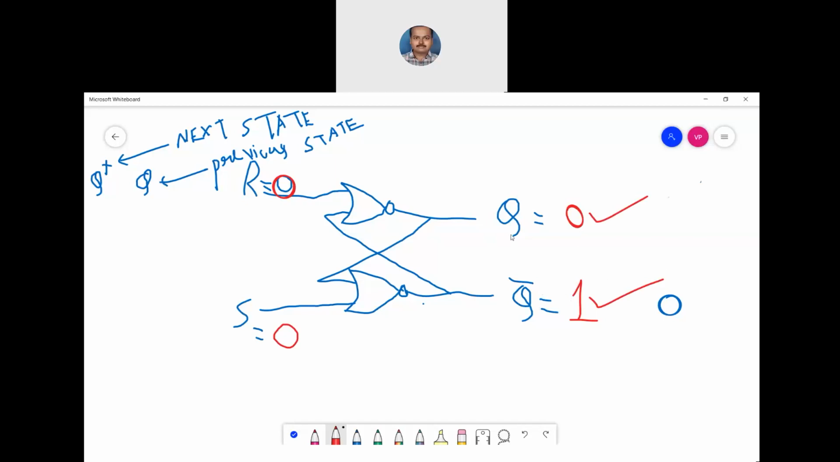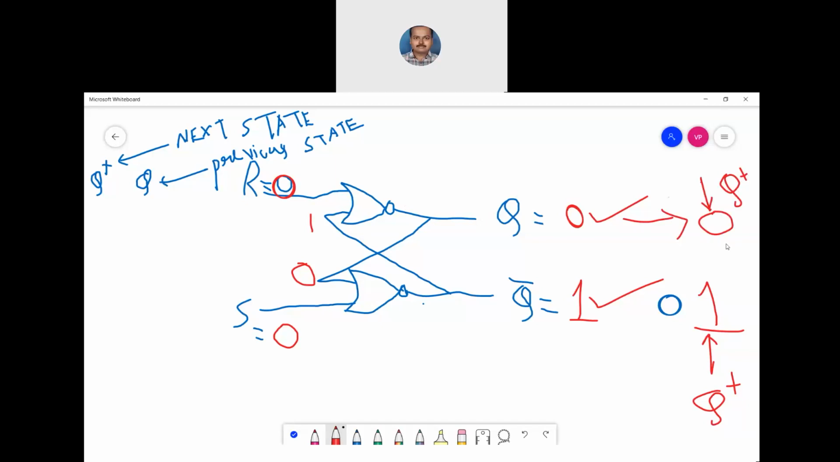Now since Q is 0 here, and this acts as an input to the second NOR gate, when both are 0 and 0, what will happen? The next state of Q bar is equal to 1 here. So this is nothing but Q plus, the next state. Since this is 1, what is the output of the first NOR gate? This is still equal to 0. So the next state, Q plus, is equal to 0 here.